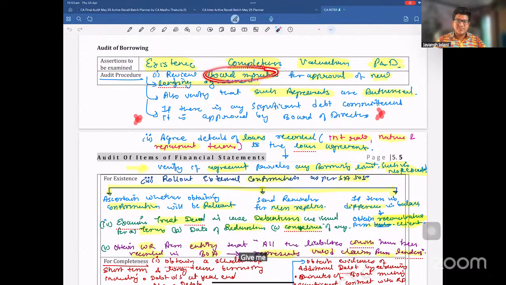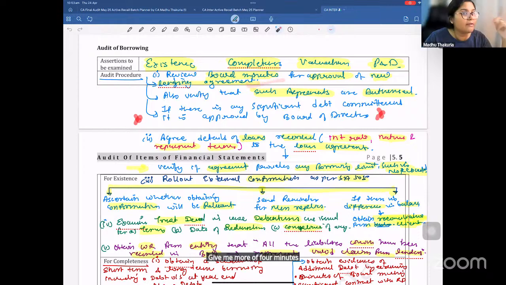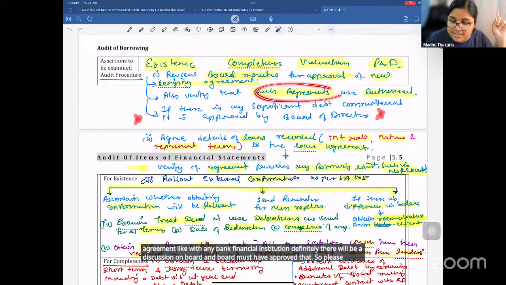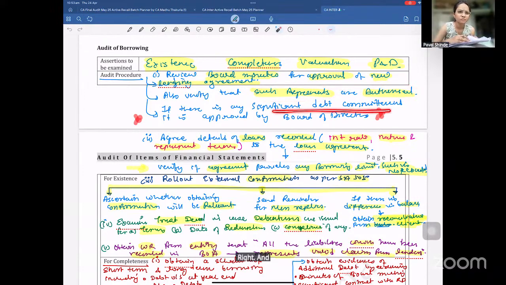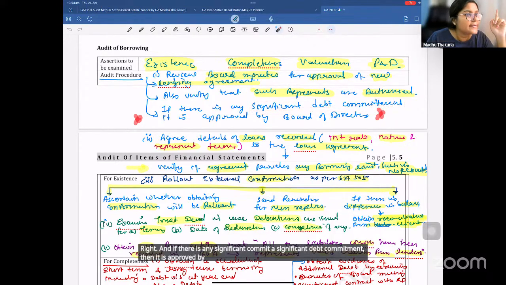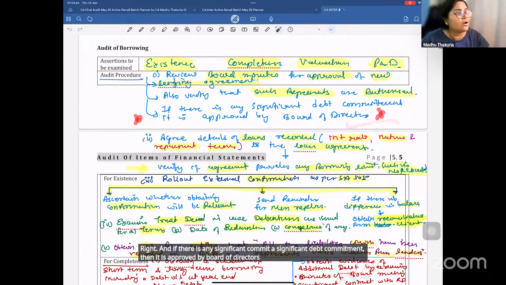Board minutes and board meeting for the approval of the new lending agreement. With any bank or financial institution, there will definitely be a discussion in the board, and the board must have approved that. So please make sure that such agreements are authorized. And if there is any significant debt commitment, it is approved by the board of directors.